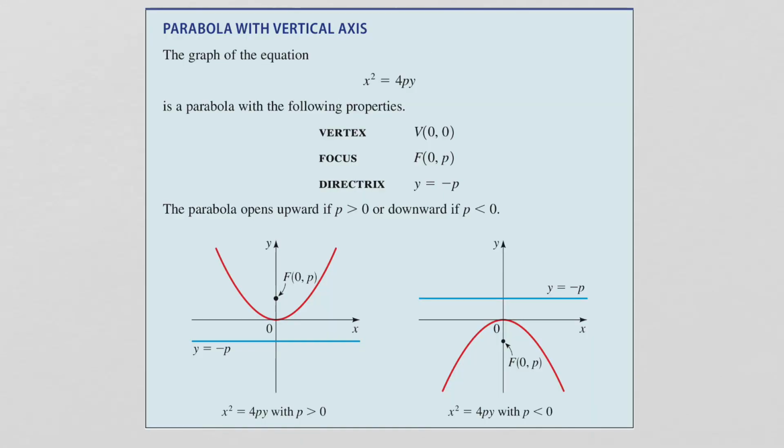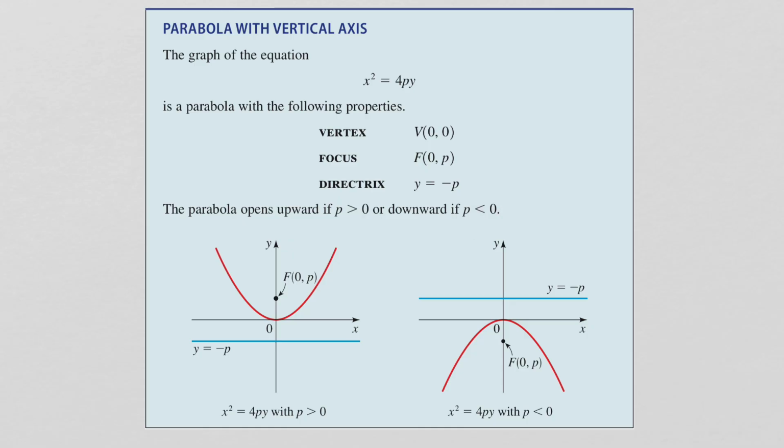So first, let's talk about a parabola with a vertical axis. When we say a vertical axis, we're talking about a parabola that opens either up or down. Let's assume for now the vertex is at the point (0, 0). The focus is at the point (0, p). So (0, p) could be up here, or down here, depending on whether p is positive or negative. If p is positive, the parabola opens upward. If p is negative, the parabola opens downward.